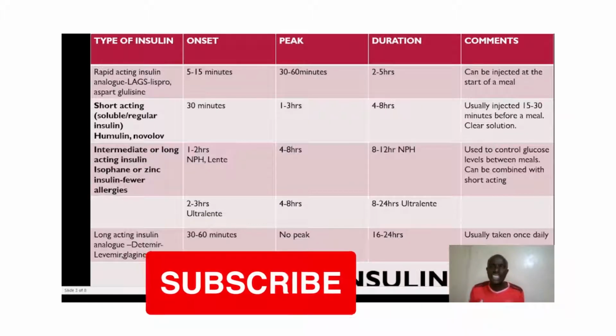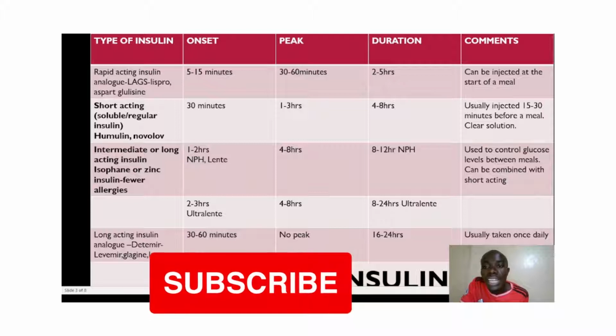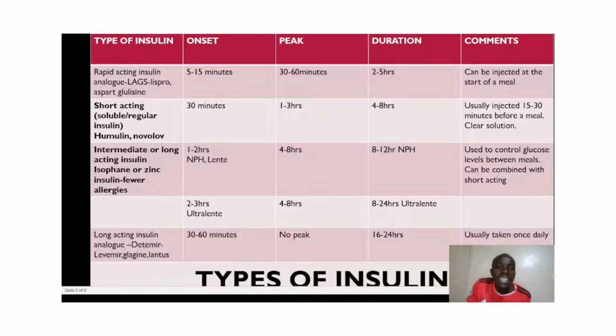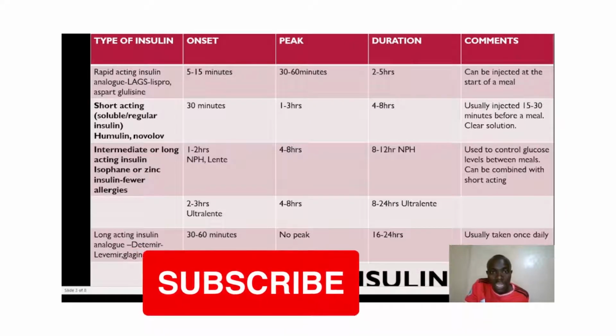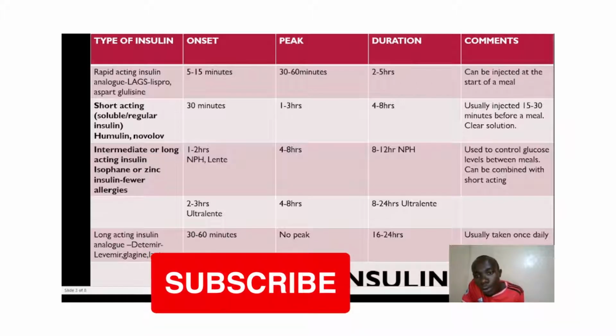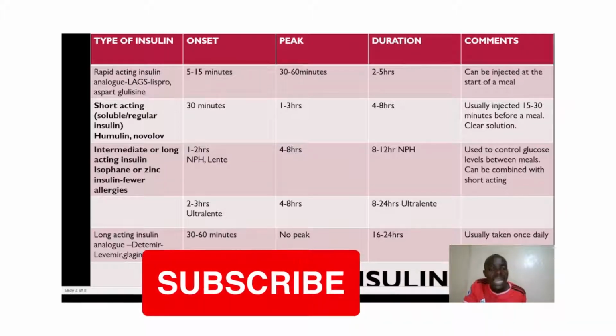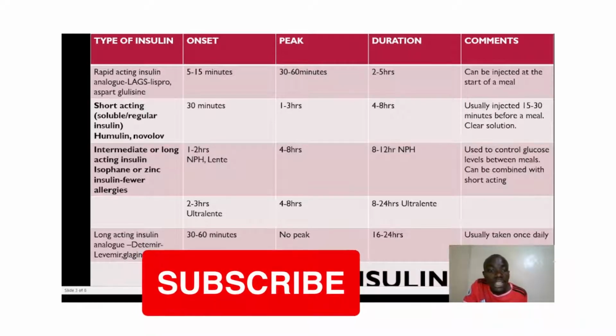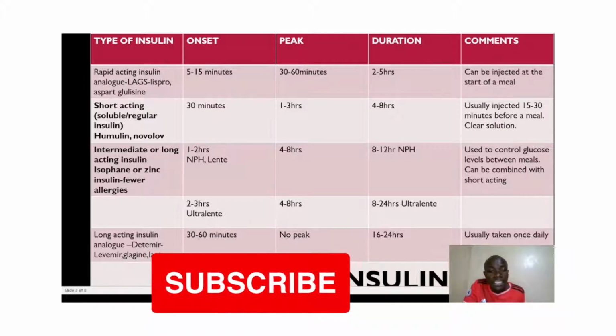So rapid acting insulins are abbreviated as LAGs: Lispro, Aspart, and Glulisine. It's used to manage blood glucose level during and after meals. It is designed to act quickly to help control the rise in blood sugar that occurs after eating. Okay? So, the scenario like mealtime dosing. Rapid acting is typically taken just before or immediately after a meal to manage the increase in blood sugar that occurs after eating. It helps the body to utilize the glucose from the food effectively.